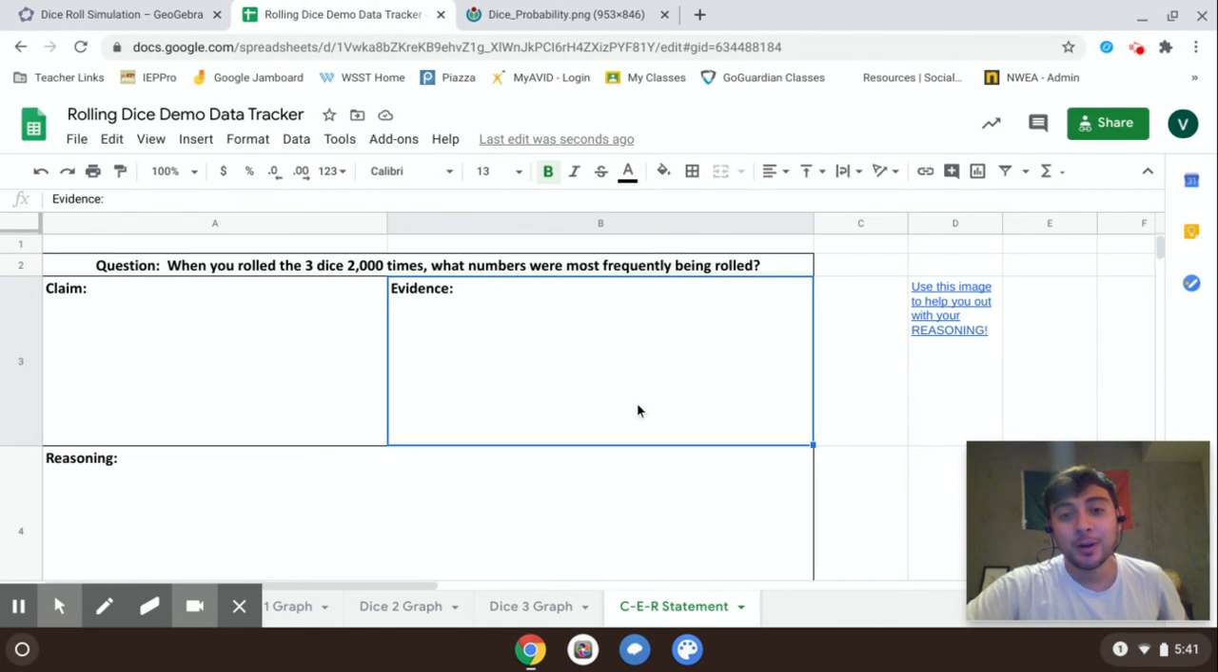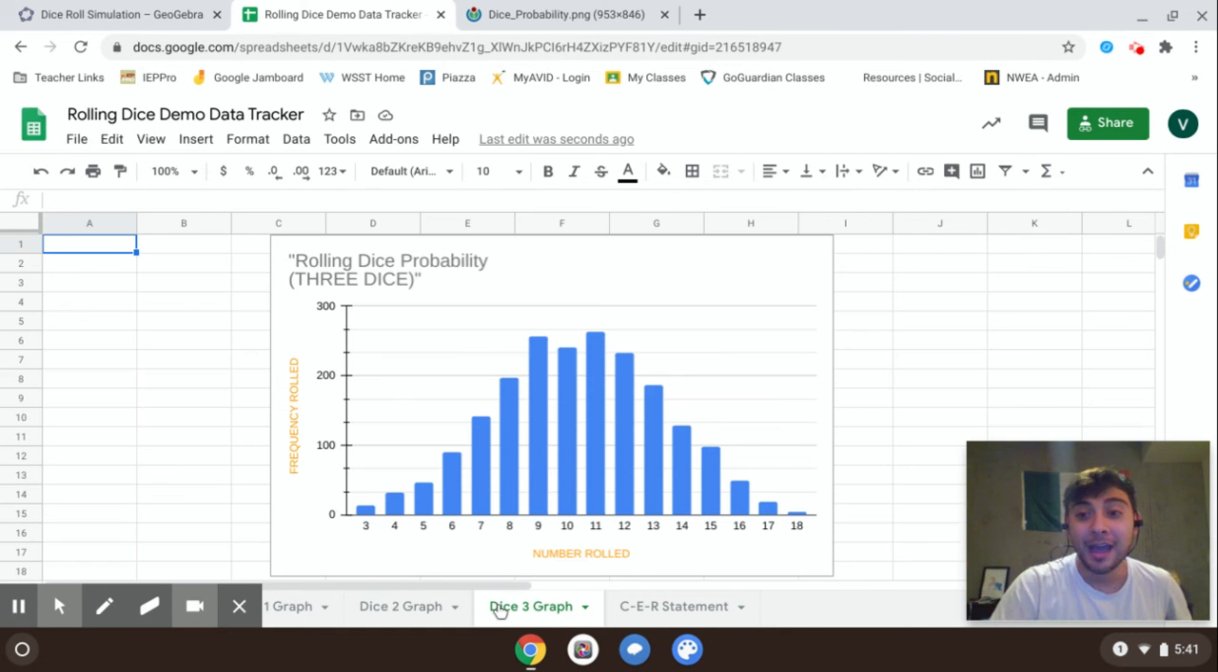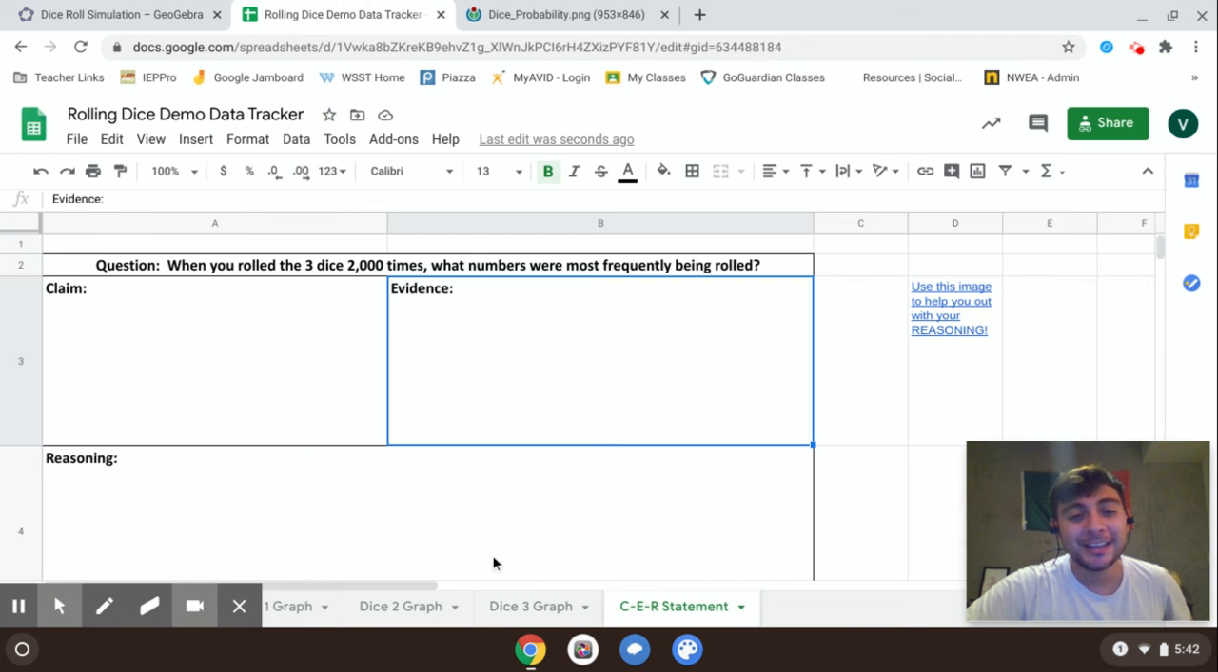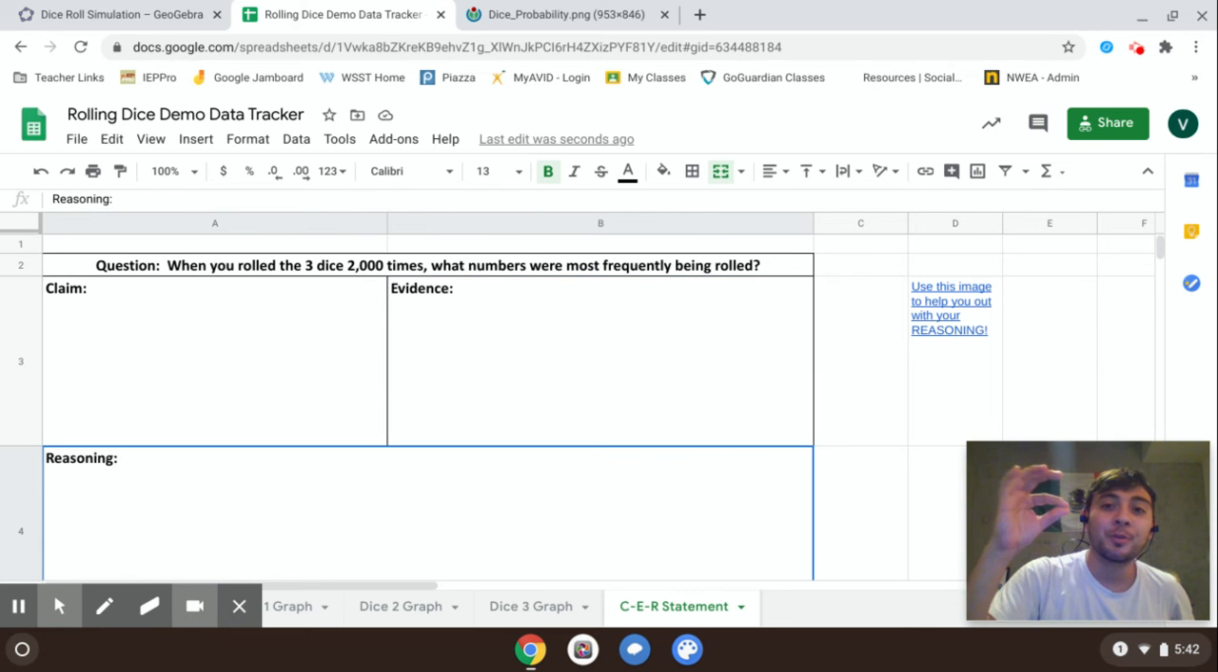So that's your claim. Your evidence, you already have your evidence. Your evidence is your graph. Use your graph to provide evidence. And what's your reasoning? I keep doing that, my bad. Your reasoning is right here. You're justifying your evidence. How do you know that those numbers are being rolled most often?